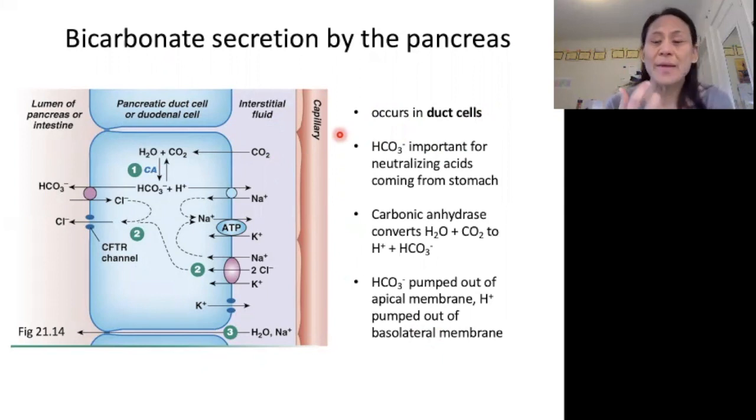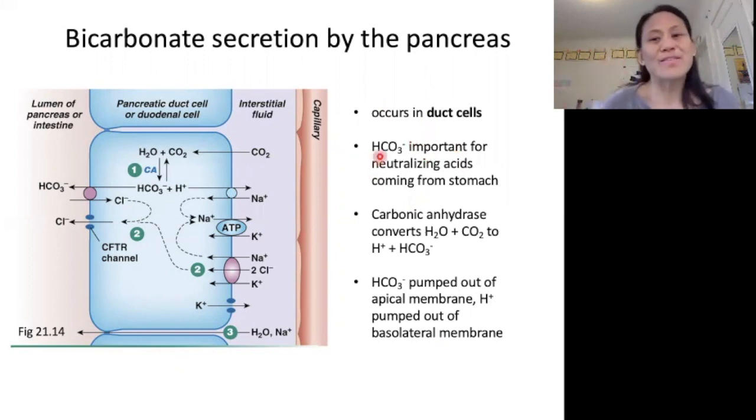So remember that the stomach has a pH of 2. That's really low. The chyme that's coming in from the stomach also has a really low pH, and that very low pH has a potential to damage the epithelial cells of the small intestine wall. Okay, we don't want that to happen. So what we do is we neutralize that acid coming into the duodenum by adding bicarbonate to it. So that's the purpose of secreting bicarbonate from the pancreas.